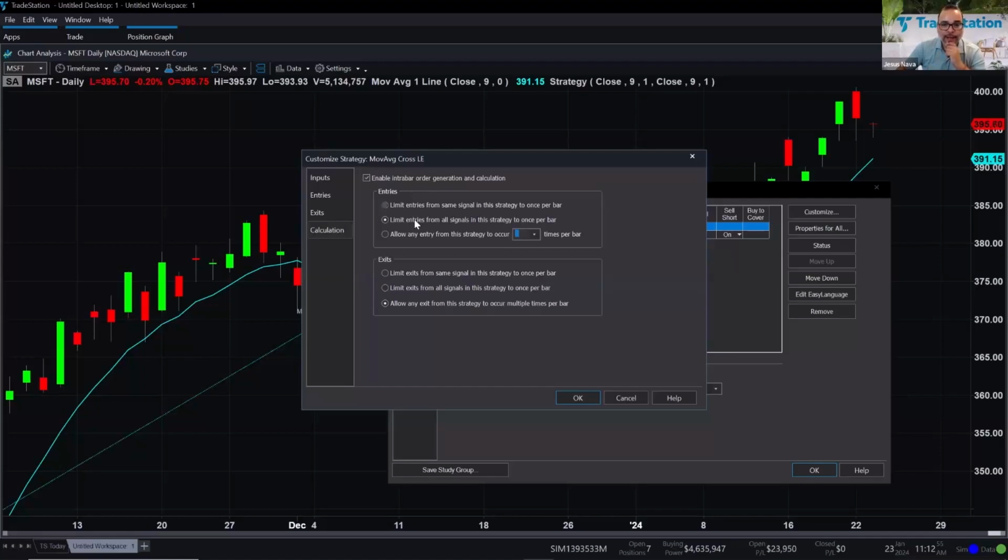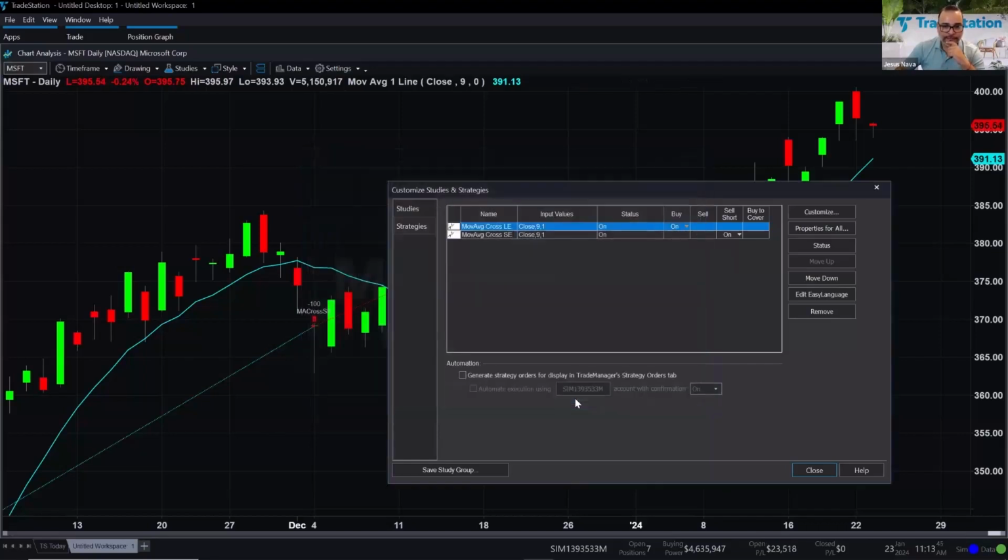For example, the bullet point here that is selected is limit entries from all signals in this strategy to once per bar. So you are allowing the strategy to generate the entry within the bar, but only once. I don't want you to do it multiple times within that bar. Of course, you have other options here. For example, I can set it to a maximum of 3, and then limit the entries from the same signal to once per bar. The default one is the middle one, which is limit entries from all signals in this strategy to once per bar. And the exit, of course, does not apply in this case because this is a strategy designed to enter. If it was a strategy designed to exit, then the exit bullet points would apply.